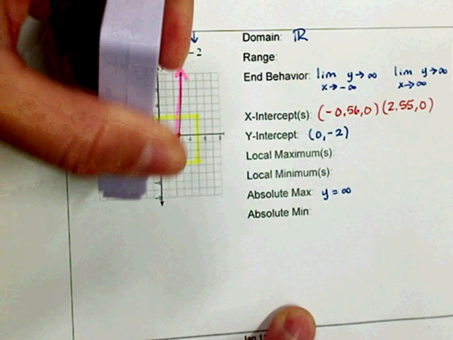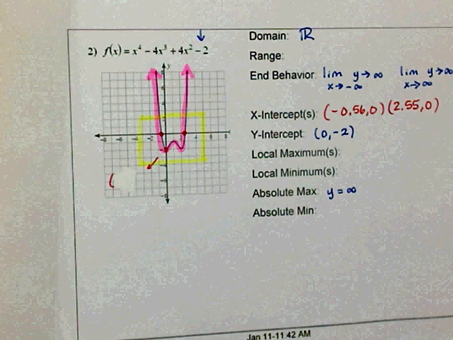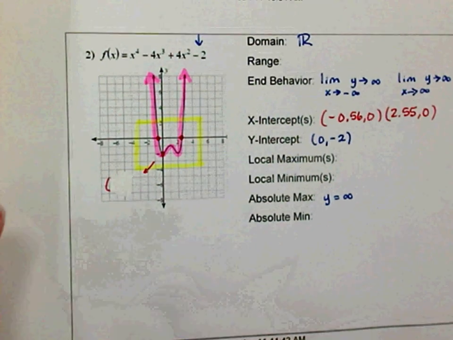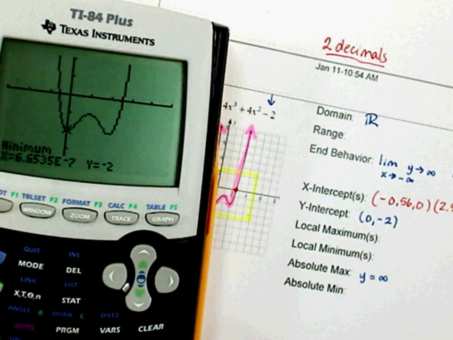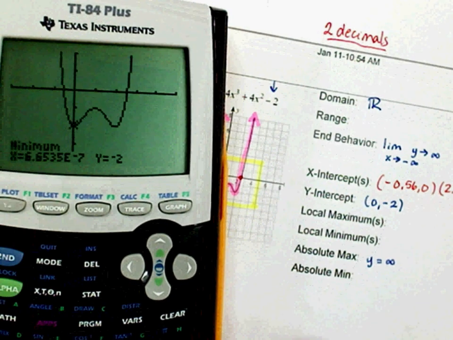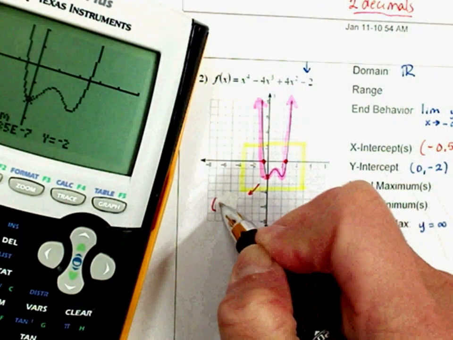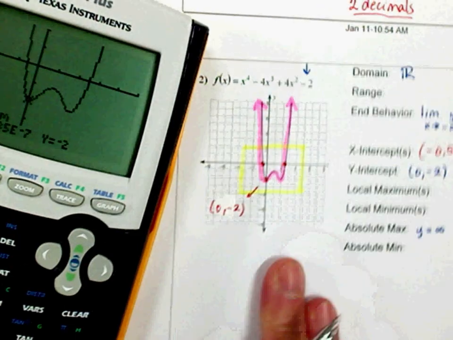Sorry. Let me fix that. See this number? E to the negative 7? That's the same as 0. So 0, negative 2. All right, let's go ahead and find the other one also.